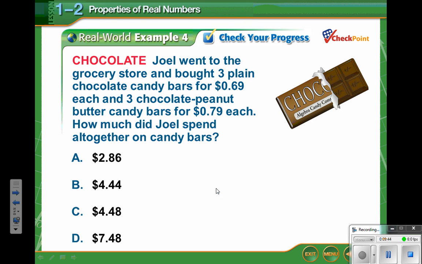You try this problem, which, remember, that means you don't have to write down all the word problems, but you have to write down a little bit of this, write down the numbers, and let me know how you got your answer. So think about whether you multiply first and then add it, or did you add first and then multiply. Regardless, you should get the answer, $4.44.